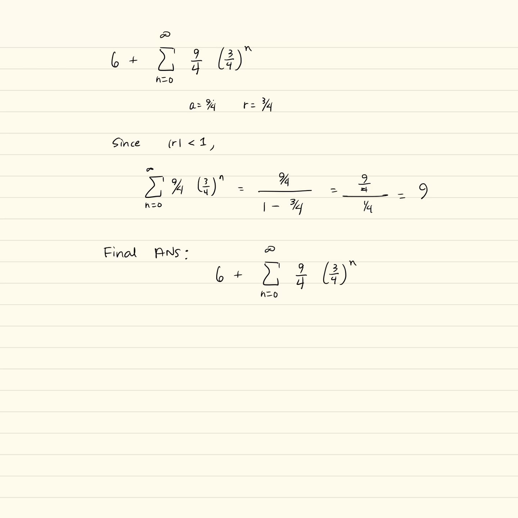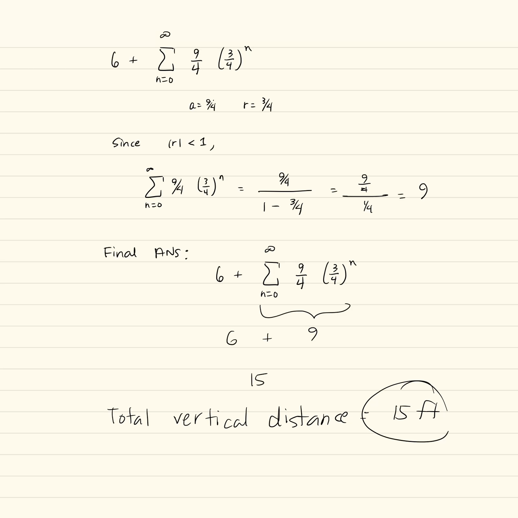But now this part right here is equal to 9. So I get 6 plus 9, 15. So the ball's total vertical distance is equal to 15 feet. Okay.